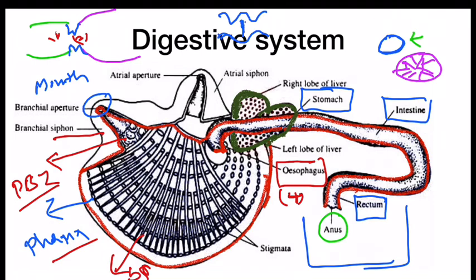So this is the first ridge and this is the second ridge, and in between they have one groove. This groove is called the peripharyngeal groove. Cilia are present in this groove and also in the ridges. The cilia present in the peripharyngeal groove are very small, but the cilia present in the ridges are very large.